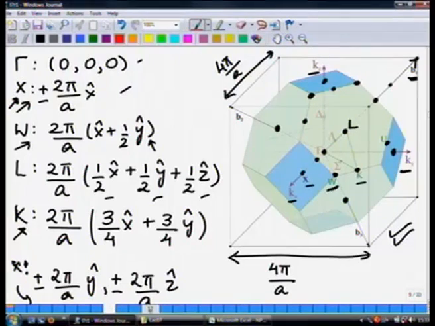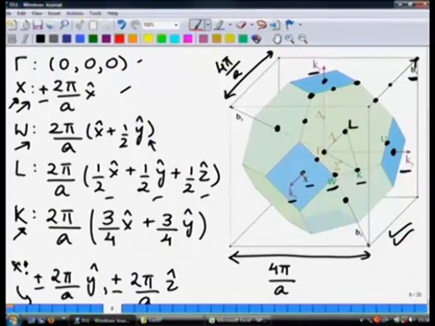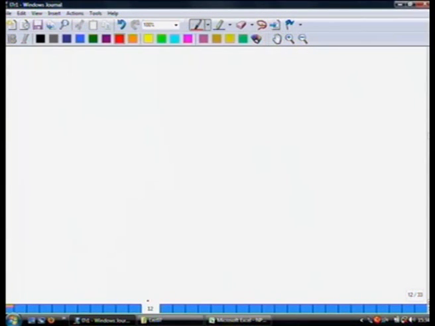So for example, in this particular case, what I've just shown you is that we are going from gamma to x, which is a 1 0 0 direction. So we go from the 1 0 0 direction, and then from x I am going to go to w, in this direction. So the next plot that I want to make, therefore, is going from x to w.